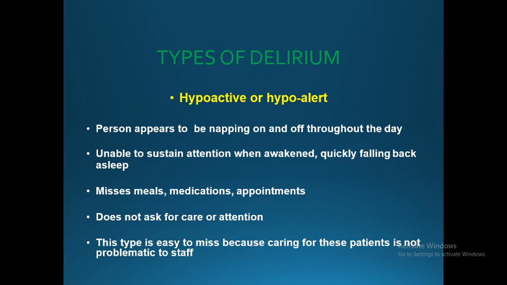Then the next type is hypoactive or hypoalert delirium. This is something which goes hidden. Normally we miss these kinds of patients because they are not problematic. The person appears to be napping on and off throughout the day. They seem to be lethargic, fully lethargic, no harm to anyone. They are in their own world, unable to sustain attention when awake, quickly falling back asleep. Misses meals, medications, and appointments.